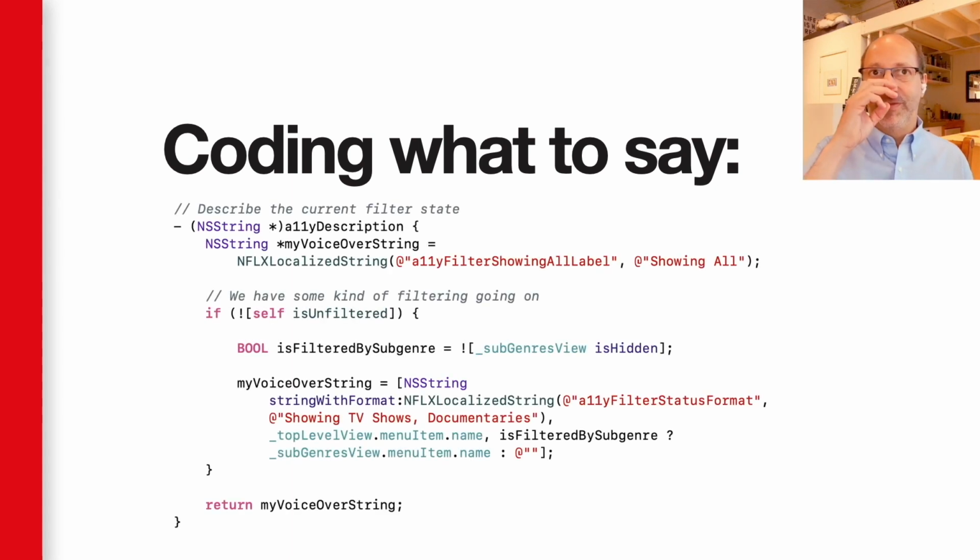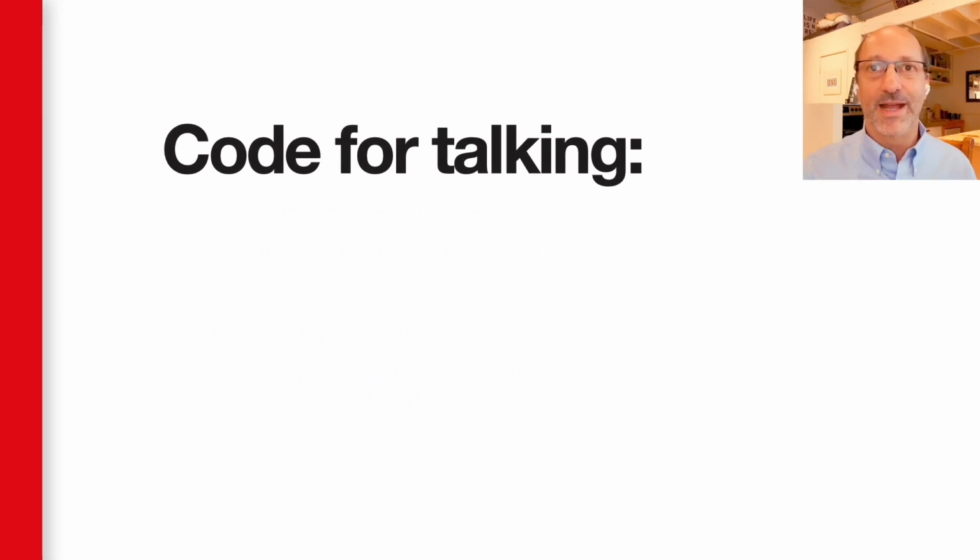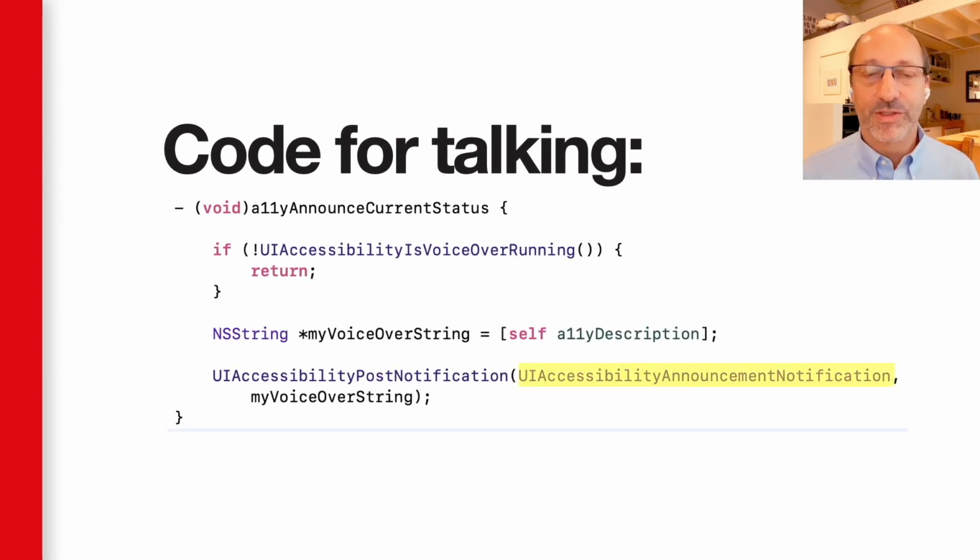We just basically want to figure out, well, what's the state of the application? Are we filtered? Are we not filtered? If we are filtered, are we doing it by a genre? Whatever. This is very simple stuff. In the end, you're just going to come up with a localized string that's created there, and we'll pass it back. So you've said what you want to say, and now we want to write the code to actually have it be said by VoiceOver, have it announced. So when you want to make VoiceOver actually say something, you post a notification, but here the notification type is UI accessibility announcement notification, and the thing you pass to it is the string that you want read, and when you have that, everything is sunny and perfect.